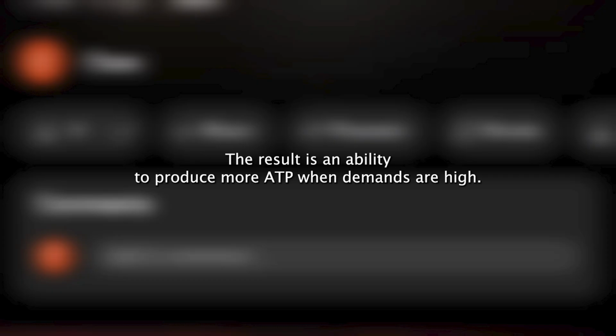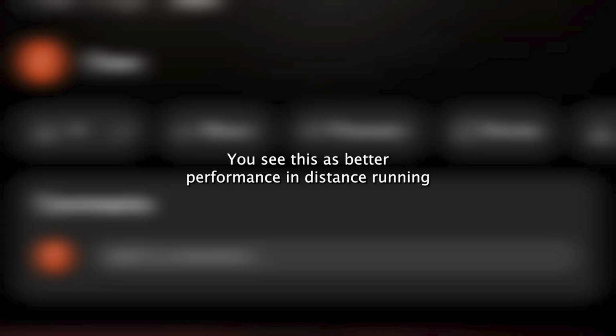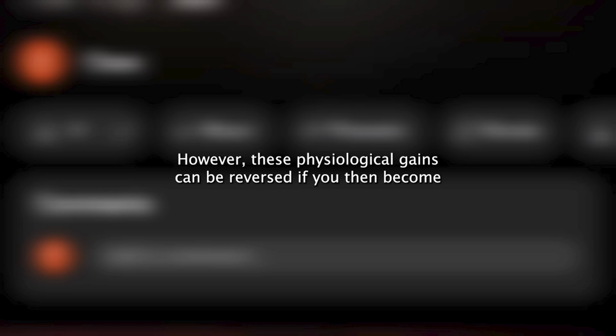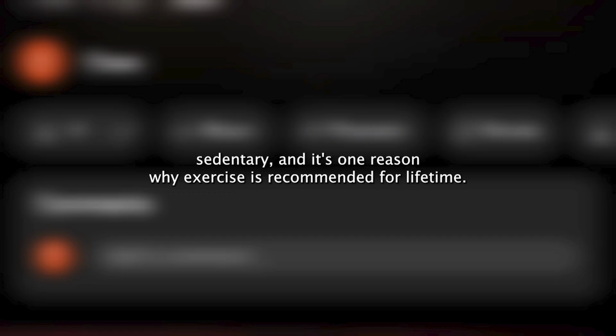The result is an ability to produce more ATP when demands are high. You see this as better performance in your distance running and as greater availability of energy during all of your activities. However, these physiological gains can be reversed if you then become sedentary, and is one reason why exercise is recommended for a lifetime.